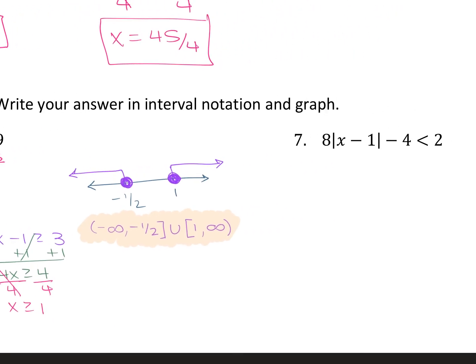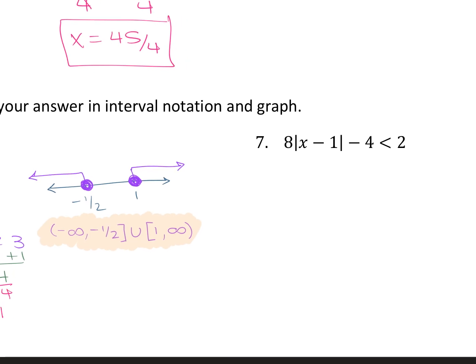For number 7, you have 8 times the absolute value of x minus 1, minus 4, is less than 2. For this one, we're going to start by adding our 4 over. That gives us 8 times the absolute value of x minus 1 is less than 6. From here, we divide each side by the 8. We are left with the absolute value of x minus 1 is less than 3 over 4. Absolute value is isolated, less than a fraction that's positive, that's fine.